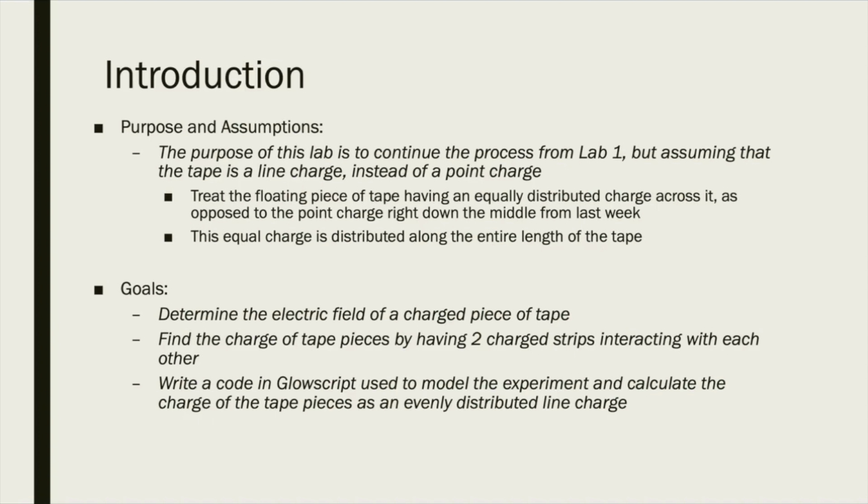So moving into the introduction and overall purpose of this lab, it is a continuation from lab 1 with a different way of looking at the result. As shown here in the purpose and assumptions, the purpose of this lab is to continue the process from lab 1, but assuming that the tape is a line charge instead of a point charge. So we treat the floating piece of tape as having an equally distributed charge across the entire length, as opposed to the point charge right down the middle from last week. And then this equal charge is distributed along the entire length of the tape in this lab.